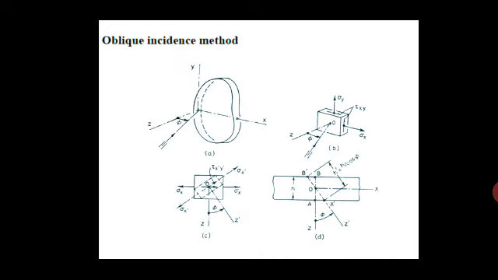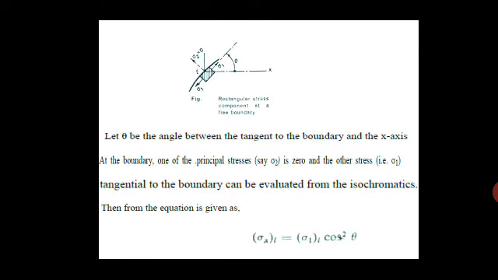By considering this one, we can determine the normal stress which is acting perpendicular to the surface, and by this one we can determine the principal stresses which are developed. That is, sigma 1, the first principal stress, which is developed in the perpendicular direction of the loading, can be taken as sigma x of t, which depends upon the thickness, is equal to sigma 1 of t into cos square theta. This is the second method.